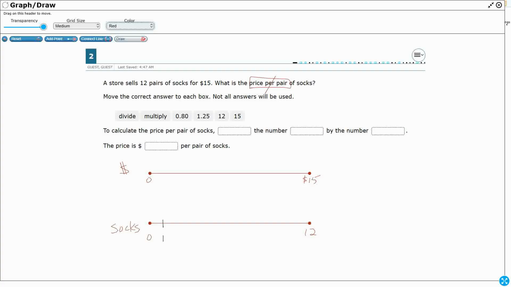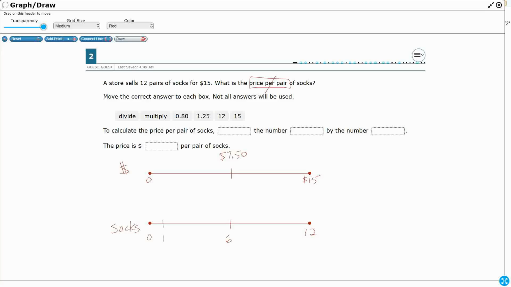So I want to cut my pair of socks in half. So instead of 12 socks, I'm going to get 6 socks. And I'm going to cut this in half because I want to get it down to 1. And so if I cut that in half, let's also cut our $15 in half. So it would be $7.50 for 6 socks, because it's $15 for 12 socks. You would just double it. So we're just dividing it in half.